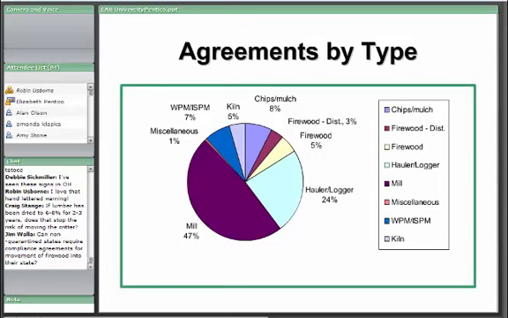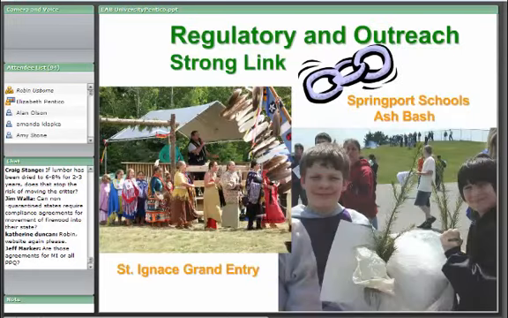This is not exact at any given moment, but as a general breakdown, it gives you a good idea of the agreements that we hold by type. Almost half of our agreements are mill and manufacturing facilities, followed by the haulers and loggers that supply the logs to those milling and manufacturers. And then we're pretty close to equal on wood packing material, large kiln facilities, chips mulch manufacturers, and firewood handling. So that's just a general breakdown of agreements.